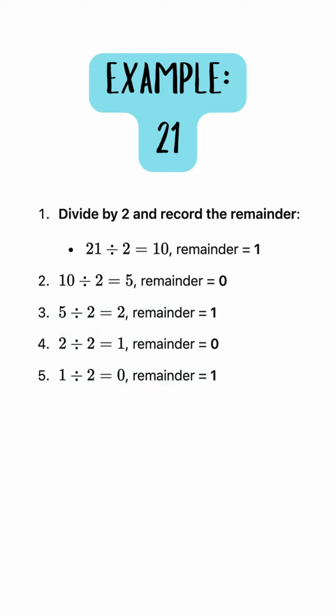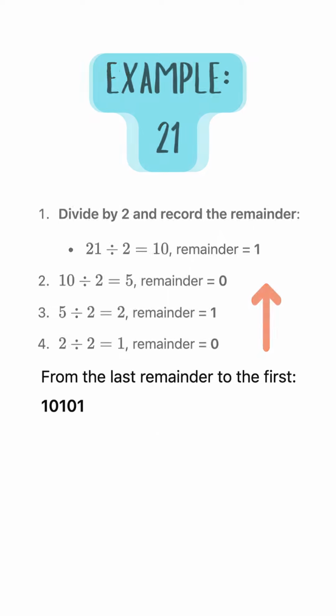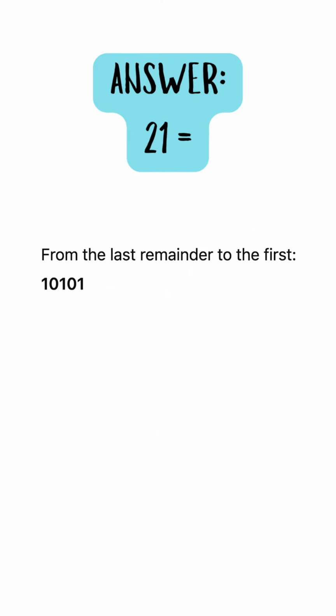Now we're going to keep doing this until we would divide the number by 2 and reach an answer of 0. Now as you can see, we've got a remainder of 1 at the end. Finally, we're going to look at the last remainder and read towards the top. So our number for 21 in binary is going to be 10101.